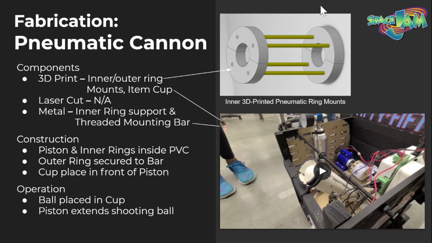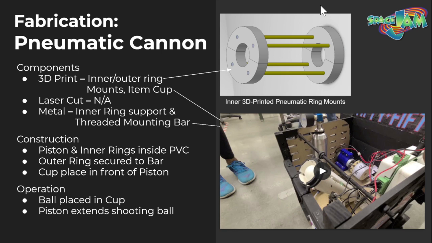Moving on to the pneumatic cannon that accomplishes the jump shot task. Within that PVC pipe, the pneumatic piston is mounted with this 3D printed ring mount, which hugs the pneumatic piston and then also attaches to the inside of the PVC pipe. And then inside, there were also supports made of metal to support those mounts. And then the whole thing attaches to the robot frame using a threaded rod on the top, and that allows for some adjustability as well.